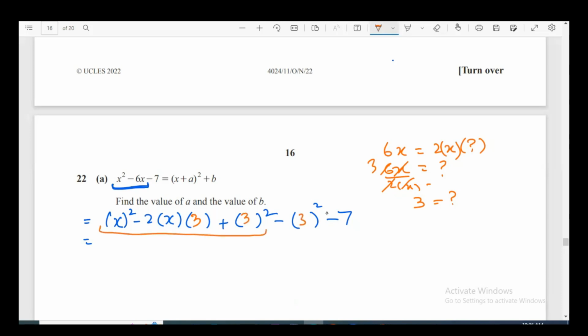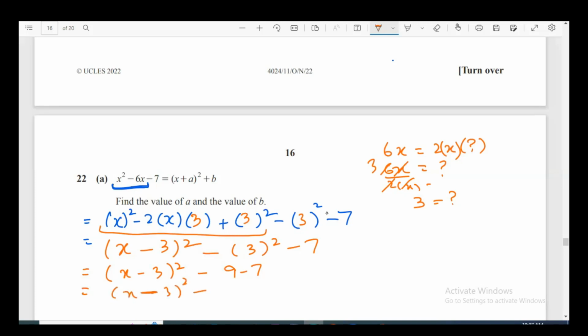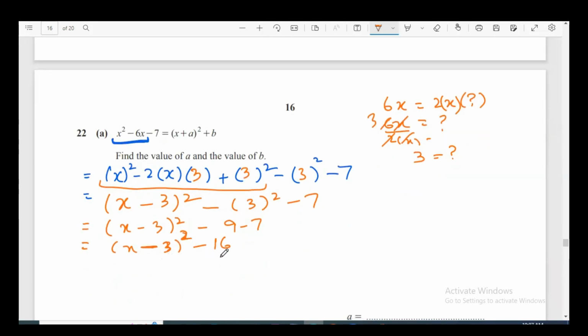Then write these three terms as identity. A square minus 2ab plus b square is (a minus b) whole square, minus 3 square, minus 7 are the remaining values here. x minus 3 square minus 9 minus 7, which will be x minus 3 square minus 9 and 7 is 16. x minus 3 square minus 16. x square minus 6x minus 7 has been written as (x minus 3) square minus 16.